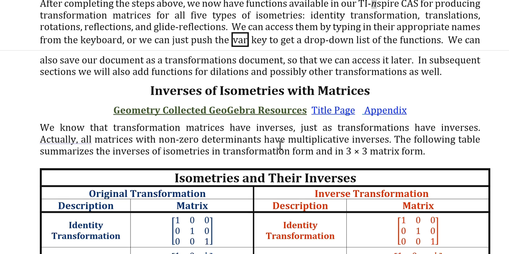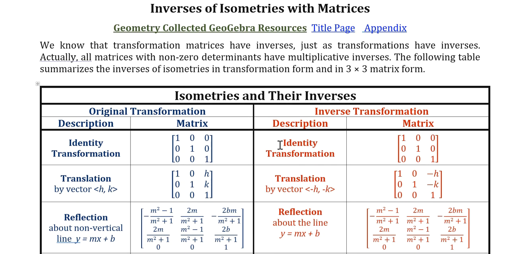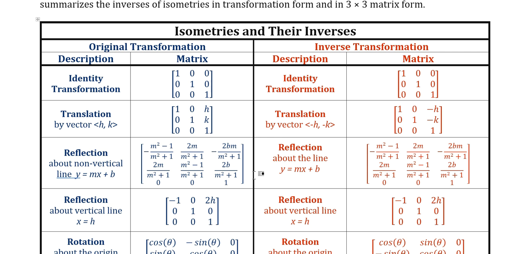Okay, so let's move on now and talk about inverses of isometries with matrices. We know that transformations have inverses. Actually, all matrices with non-zero determinants have multiplicative inverses. The following table summarizes the inverses of isometries in transformation form and in the 3 by 3 matrix form.